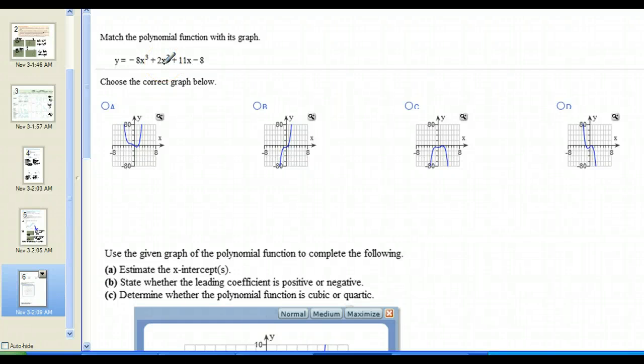This is the end of section 6.1. This is some homework examples. So in this problem, you're supposed to match the polynomial function with this graph. Okay, so I'm looking at this. I see odd degree.